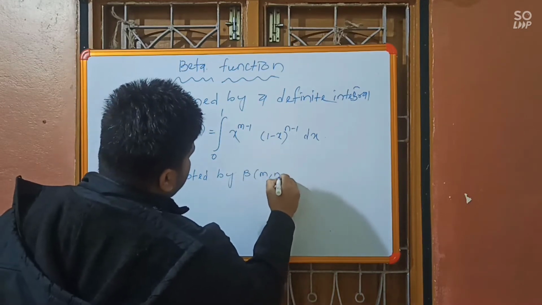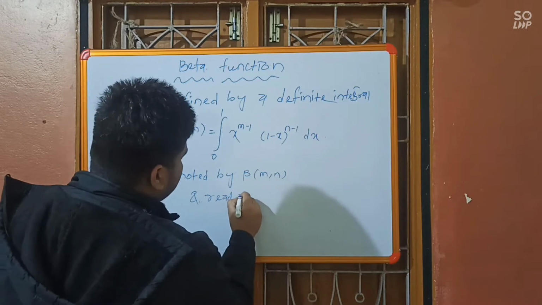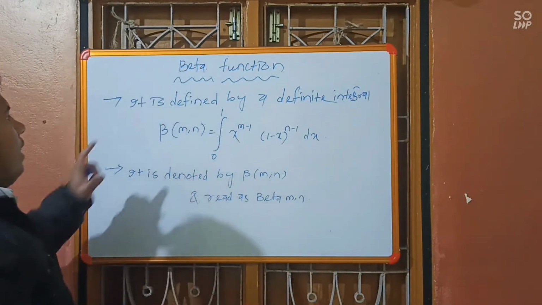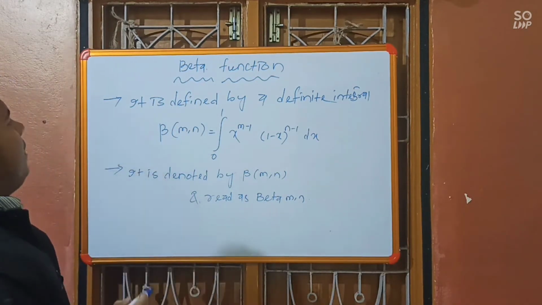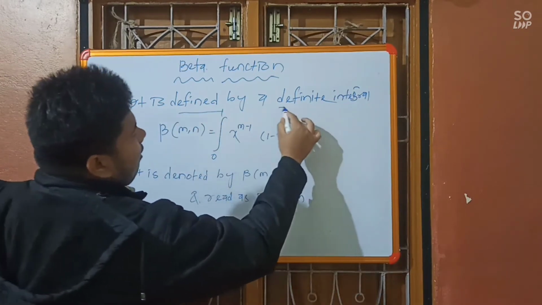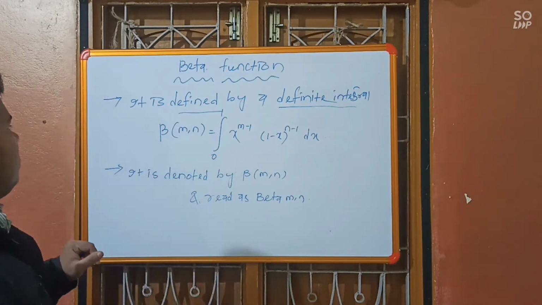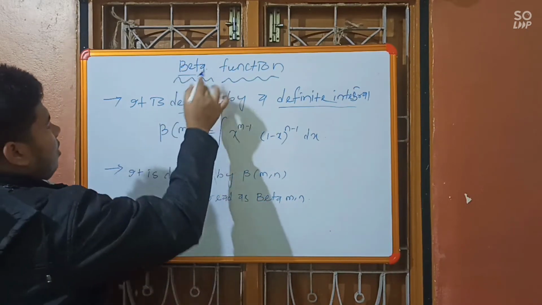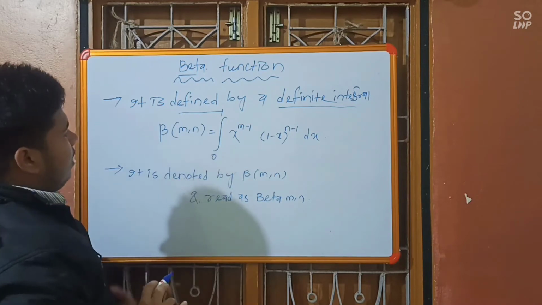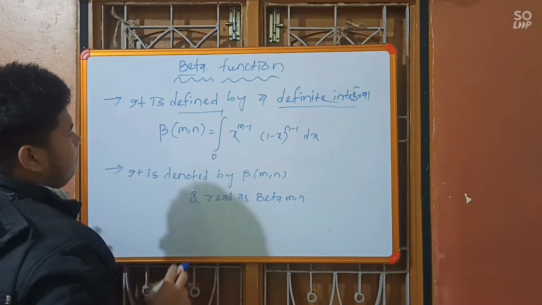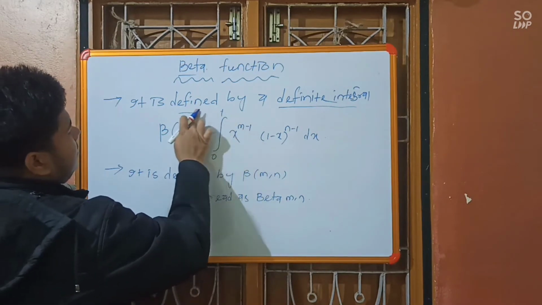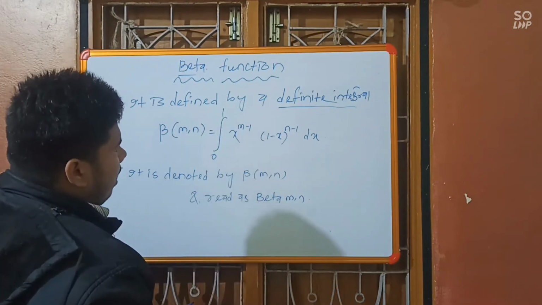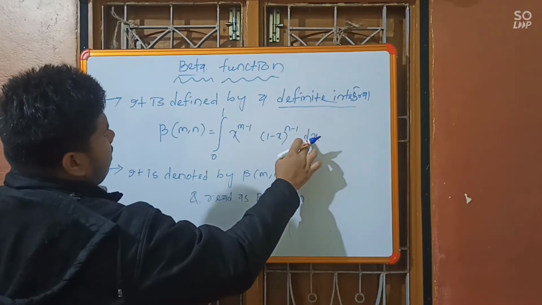So see, this beta function is denoted by beta mn and read as beta mn. See, what is the beta function? First, see, beta function is defined by a definite integral. What is a definite integral? You studied. So it is denoted by beta bracket mn. You can take x, y, etc. So see, this definite integral from 0 to 1 of x to the power m minus 1 into 1 minus x to the power n minus 1 dx.